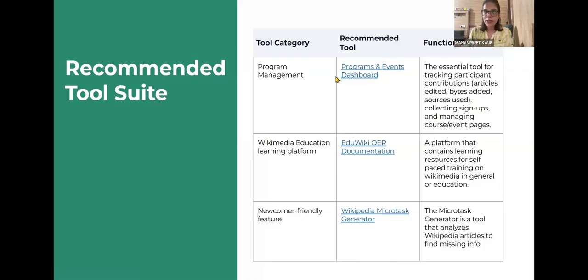Then there is a very important tool, especially for people who are in the organizer space, which is program management. So we have a Programs and Events Dashboard, which is very essential if you want to track the progress, if you want to track what kind of activity has happened within your initiative, and if you really want to see the larger impact of those edits or those contributions that people have made.